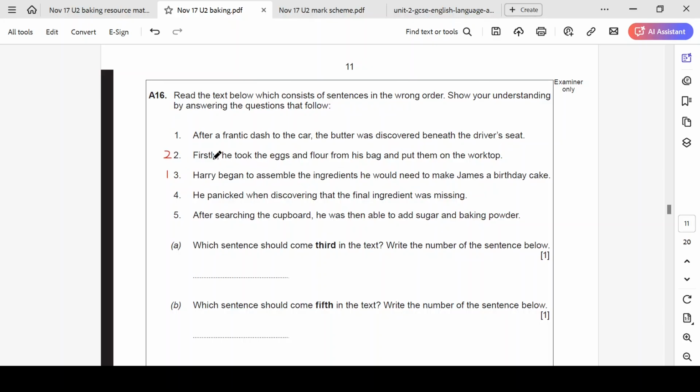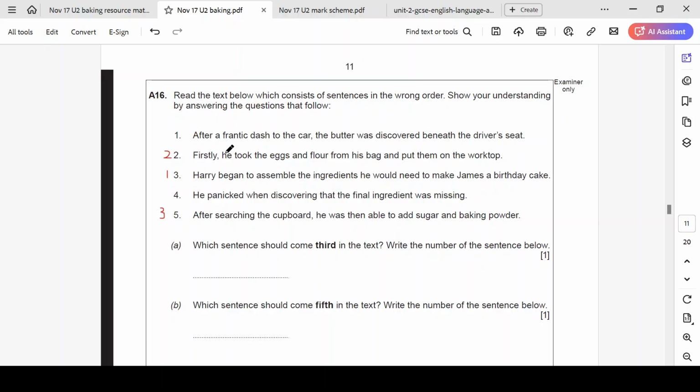Harry began to assemble ingredients. Firstly, he took the eggs and put them on the worktop. After searching the cupboard, he was then able to add sugar. Yeah, that feels like that comes next. He's got the first lot of ingredients. Then he was able, then suggests it's coming a little bit later on in the sequence, doesn't it, and he's got to be adding it to something. So this can't come really at the beginning. So I think that's going to be my 3rd.